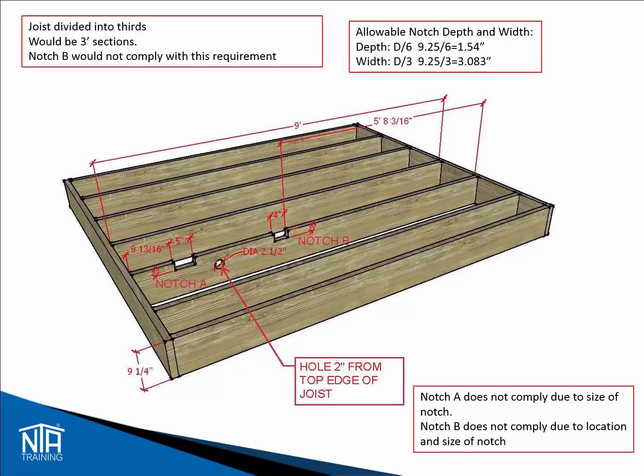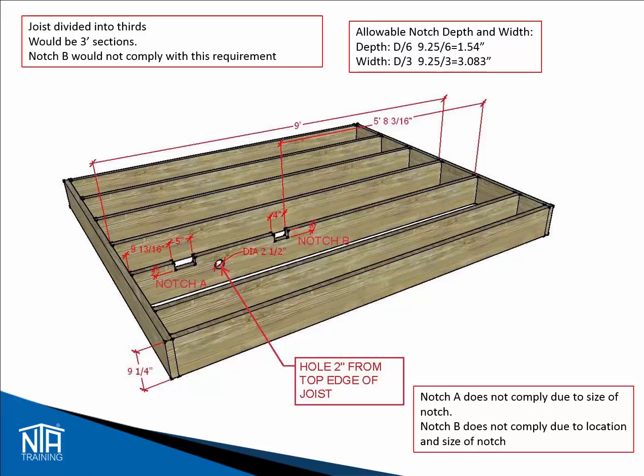The second notch, notch B, is located 5 feet 8 3/16 inches from the edge of the joist. This puts this notch in the middle third of the joist, which is not allowed per section R502.8. The second part to determine is whether or not the notch meets the requirements for the size, depth, and width of the notch. In order to determine allowable depth and width, you will need to know the depth of the joist. In this case, the depth of the joist is 9 1/4 inches.